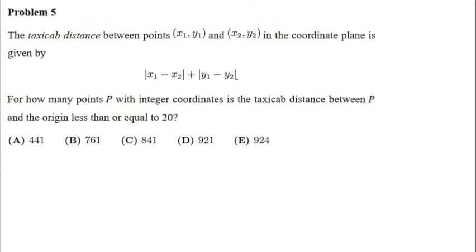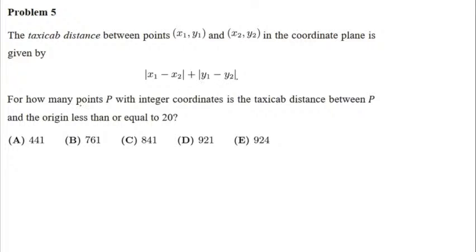AMC 12A 2022 problem number 5. The taxicab distance between points (x1, y1) and (x2, y2) in the coordinate plane is given by the absolute value of x1 minus x2 plus the absolute value of y1 minus y2.